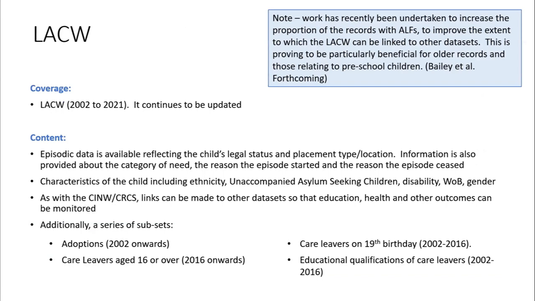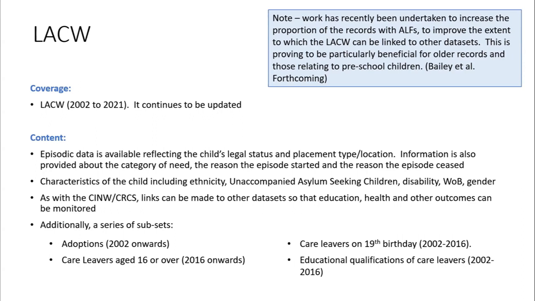So moving on to the Children Looked After data set, fantastic coverage there. So we have data as far back as 2002. The latest data set is 2021, and again, this continues to be updated. The data reflects the children's legal status and their placement type and location. Information is also collected about their category of need, reasons for their episode starting, and the reason why their last episode ceased. There's also information on the children's characteristics, such as ethnicity, and we've looked at the ethnicity data, and there's really good coverage there.